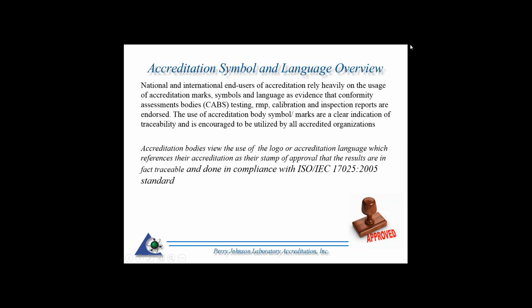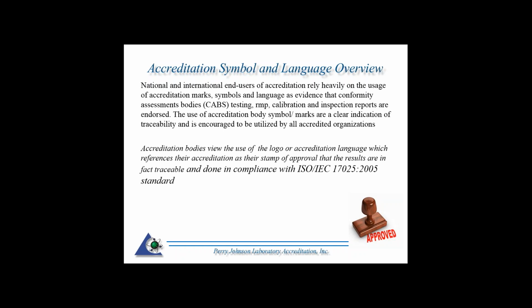So basically, national and international end users of accreditation rely heavily on the usage of accreditation symbols, accreditation marks, and language as evidence that conformity assessment bodies, CABs. You're going to see that term used throughout the presentation, and we're going to give the definition here shortly. But a CAB, that's you folks that are actually accredited by PJLA and are utilizing our symbol and referencing your accreditation, be it on reports, marketing materials, websites. So we'll go over the definition of that shortly.